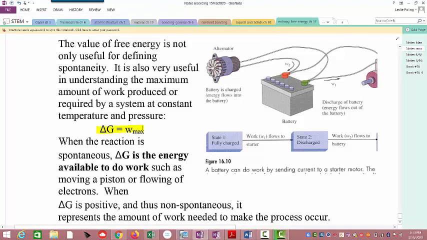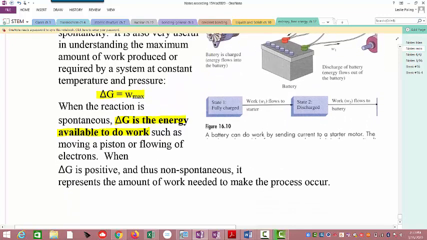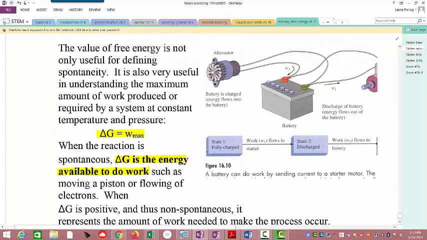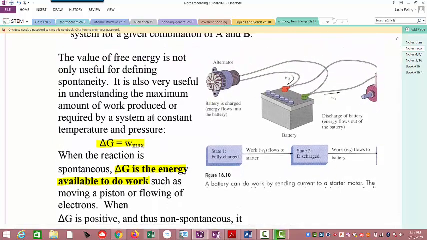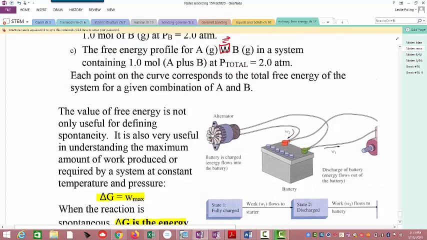And delta G not only tells you whether something is spontaneous, it tells you the maximum work. Delta G is the energy available to do work. If it's non-spontaneous, it represents the amount of work that you need to put in order for it to go. And so we've got a diagram there showing about the battery and how the battery gets charged in one direction and the battery gets discharged in the other direction.